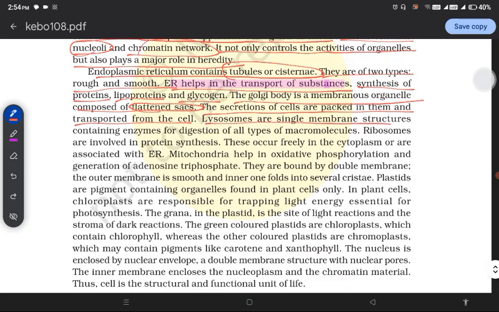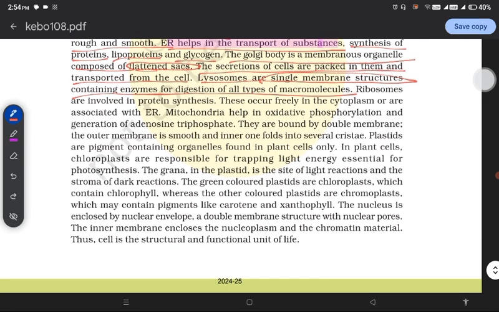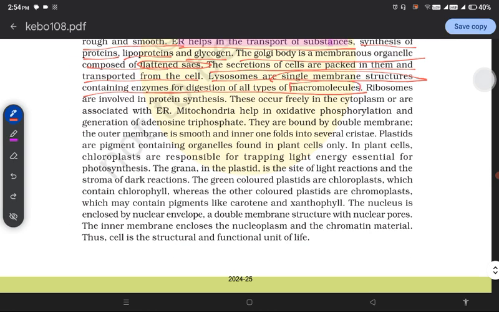Lysosomes are single membrane structures containing enzymes for the digestion of all types of macromolecules. Macro means big. Ribosomes are involved in protein synthesis. They occur freely in the cytoplasm or are associated with the rough endoplasmic reticulum.